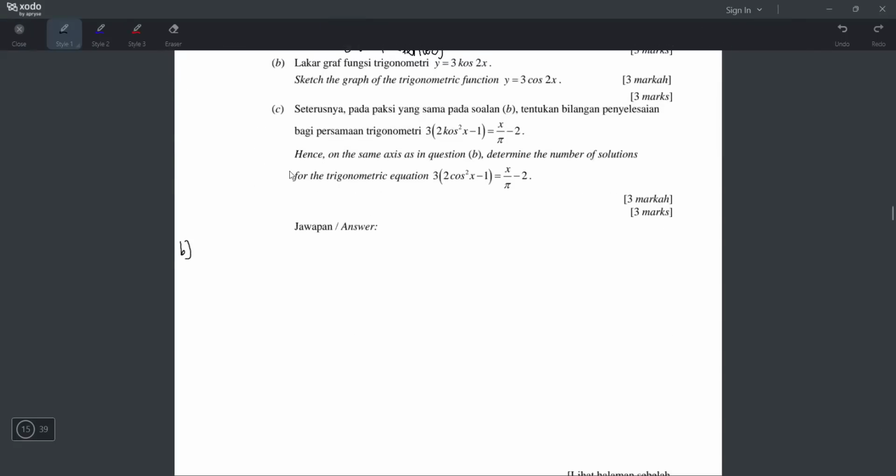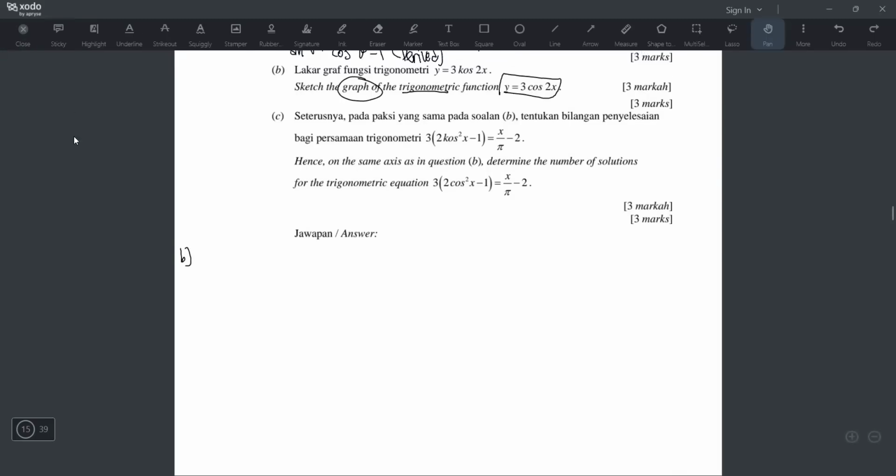Let's do B. B dia kata sketch the graph of trigonometric function y equals 3 cos 2x. So this is a sketch punya soalan, but it's a trigonometry punya. So when you sketch, you have to know the shape. Mesti. You kena tahu dia punya shape dulu. You have to know how the graph looks like. Okay, before sketching, you need to know the shape. And also you need to know the important points lah. Okay. Okay, so what will be the shape of this graph?